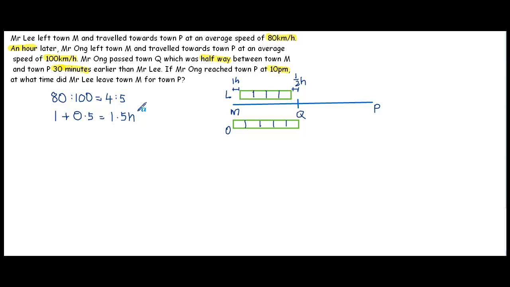Looking back at the model, we can see that 1.5 hours is actually equal to 1 unit, because here we have 4 units, 1, 2, 3, 4, and here we have 5 units, 1, 2, 3, 4, 5. So the difference between Mr. Ong's 5 units and Mr. Lee's 4 units is 1 unit. And this 1 unit is actually 1 hour, this portion, plus half an hour, this portion. So we can write here 1 unit is actually 1.5 hours.